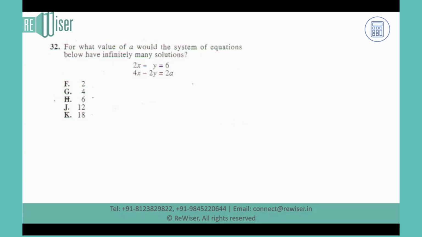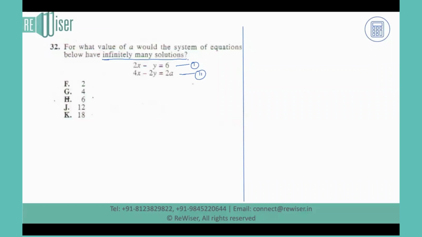For what value of A would the system of equations below have infinitely many solutions? So this is our case. Now the first question that I would ask myself is, if two lines are given, how many solutions can exist between any two lines? That is the first thing we are going to do. We'll see how many solutions are possible between any two lines.